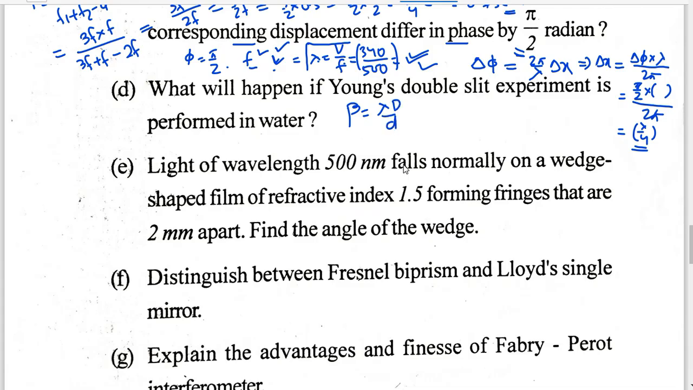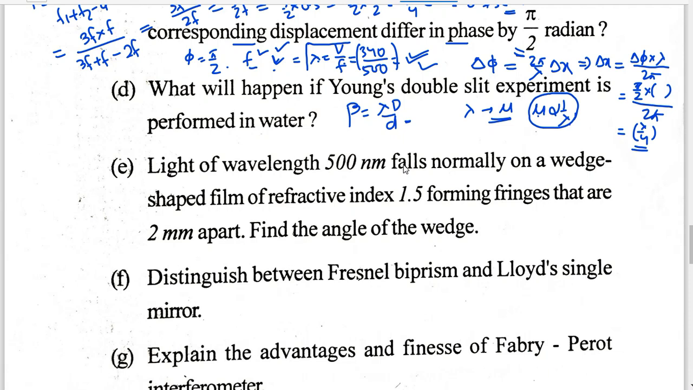What is small d? Small d is the distance between the two slits, and capital D is the distance between the slit and the screen. Lambda is the wavelength and beta is the fringe width. So what is fringe width? Fringe width is basically the distance of separation between two bright fringes or two dark fringes. So what will happen if this setup is performed in water? Normally this is lambda, and that lambda depends upon the refractive index mu. Mu is proportional to 1 by lambda, so as lambda increases, mu decreases.